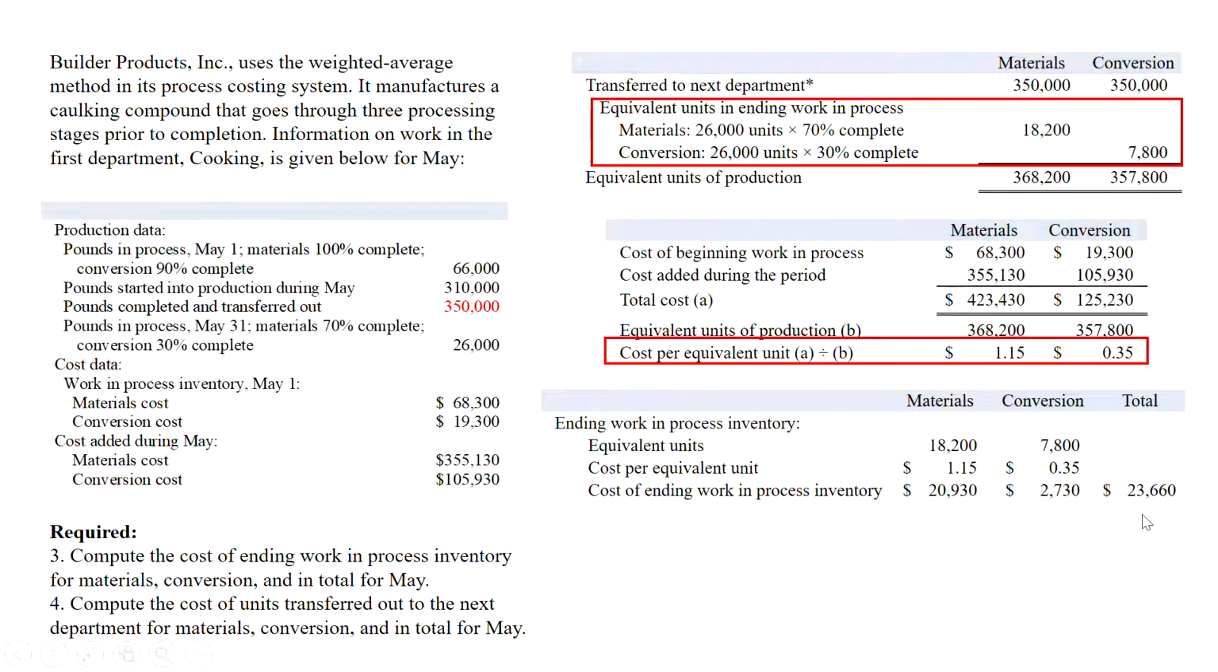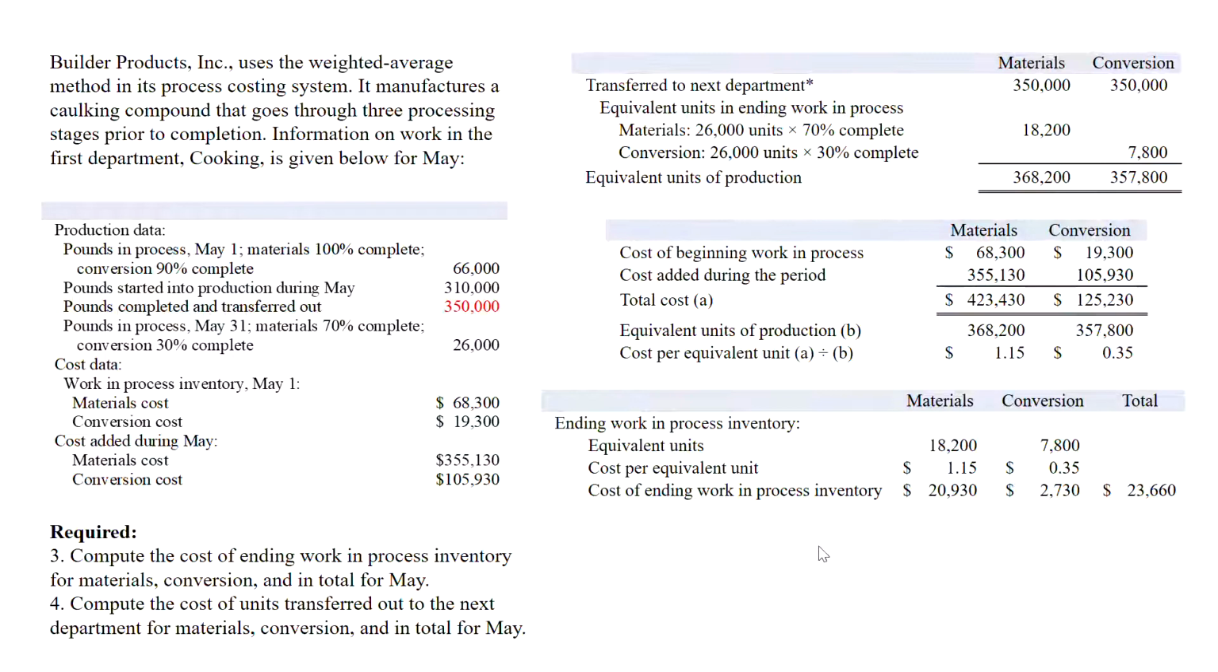23,660. Now, I'll tell you one hint of where I find a lot of students go wrong within this process. They calculated cost per equivalent unit right, and they start to apply that, and they accidentally use the 26,000 or non-equivalent units in ending work in process inventory, just the raw amount of units, instead of the equivalent units in ending work in process inventory. So make a mental note of that. You don't want to go wrong in that step. So now I've solved for ending work in process inventory.